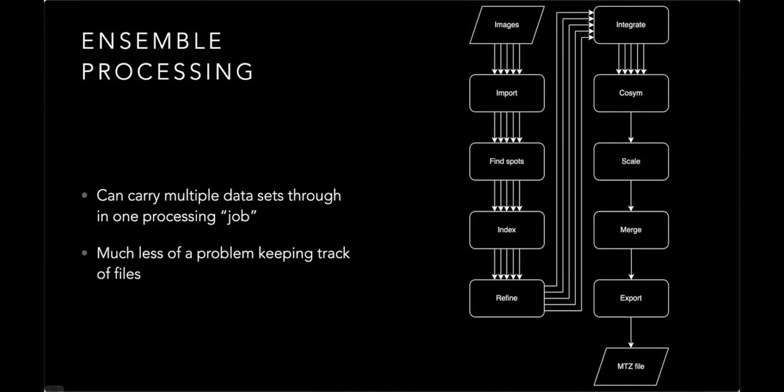You can do spot finding on lots of data sets all at once. You can do indexing on a lot of data sets all at once. And all that's happening is as you move from one step to the next, you're carrying exactly the same files through the same workflow as you'd normally use, and only handling maybe two files coming in, two files coming out, rather than trying to keep track of dozens. This really does make life a lot easier, particularly if you're, say, taking data from small crystals on a mitegen mesh or something along those lines.